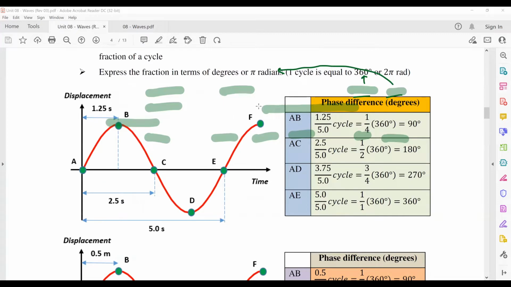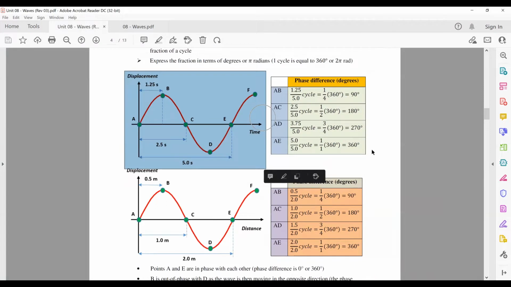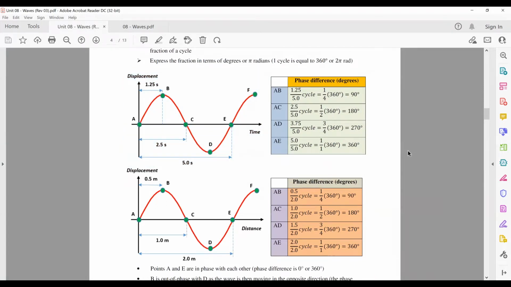If you look at the graph below here, there are two different graphs. One is a displacement time, one is a displacement distance graph. Okay, so say for example, I want to determine the phase difference between points A and B. Okay, so in terms of how different are those 2 points, I know that this is 1.25 seconds because you see, this one is one complete waveform. This one is already written here as 5 seconds.